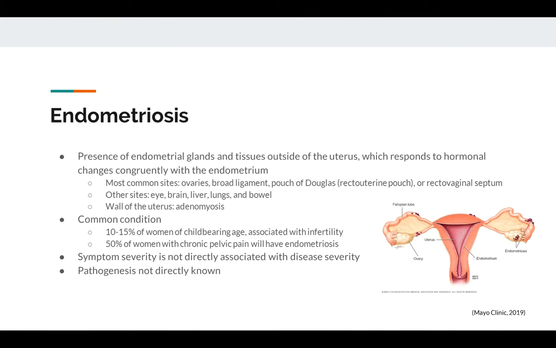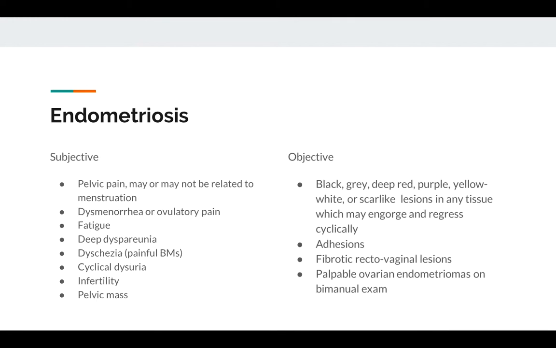We don't really know what causes it. There are many theories, and I've discussed that in the slideshow notes. We don't exactly know why some women experience such severe symptoms. The level of disease does not seem to be directly correlated with the amount of symptoms that the woman has.